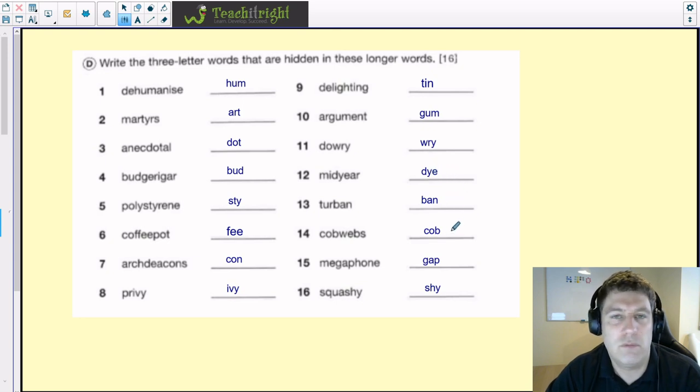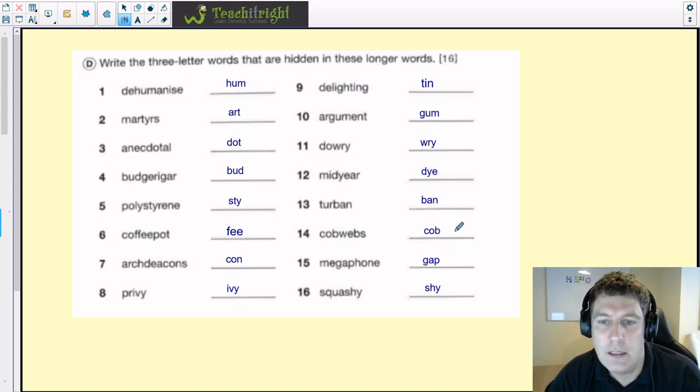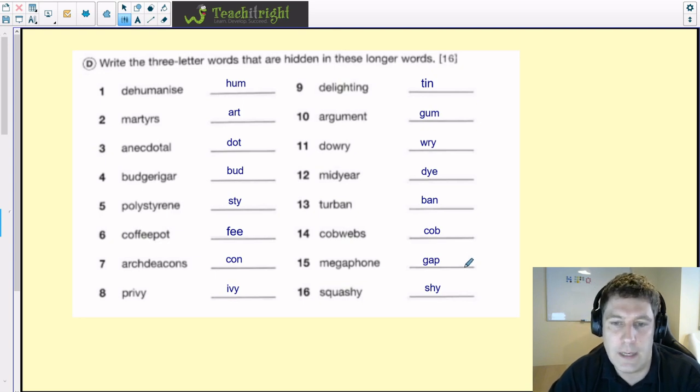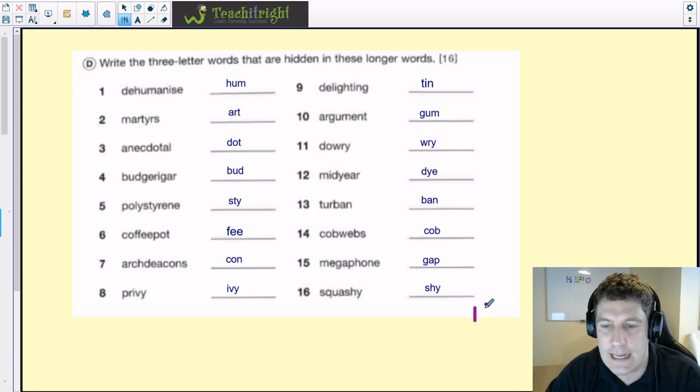Ban, cob, some of you may not have heard of cob before. You can have a cob as in a type of pony, but cob I think also means a small loaf, like a small loaf of bread. And then we've got gap and shy. So well done if you managed to get 16 out of 16 there.